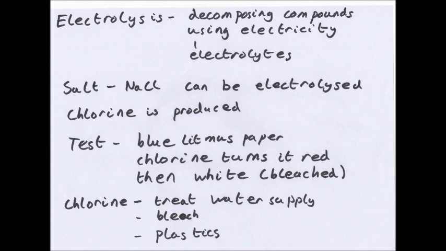Electrolysis. Electrolysis is decomposing compounds using electricity. Any compound which can be decomposed by electrolysis is called an electrolyte. Most common example is salt, which is sodium chloride. This can be electrolyzed, and chlorine and sodium are produced. Chlorine is an important product which is produced by the electrolysis of sodium chloride.